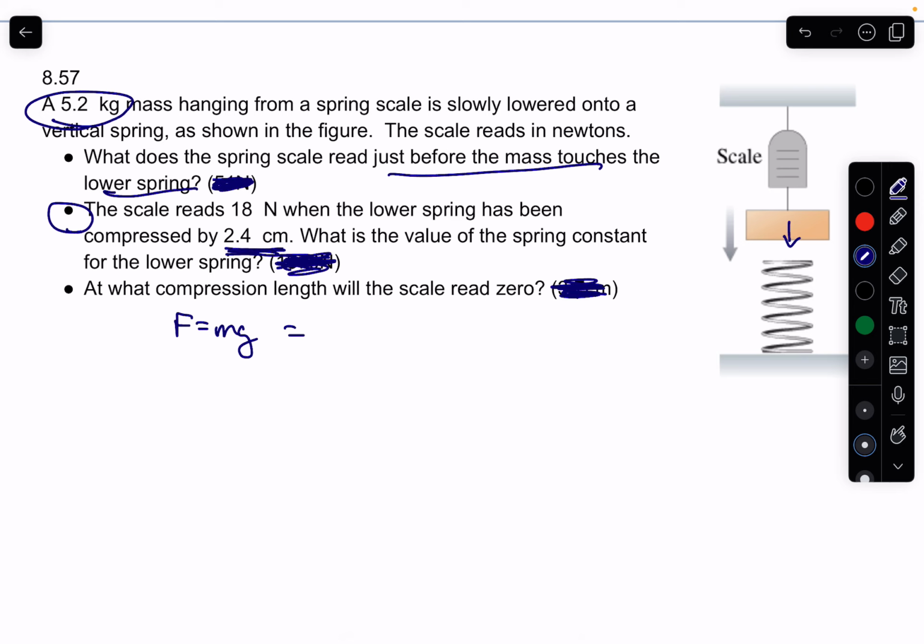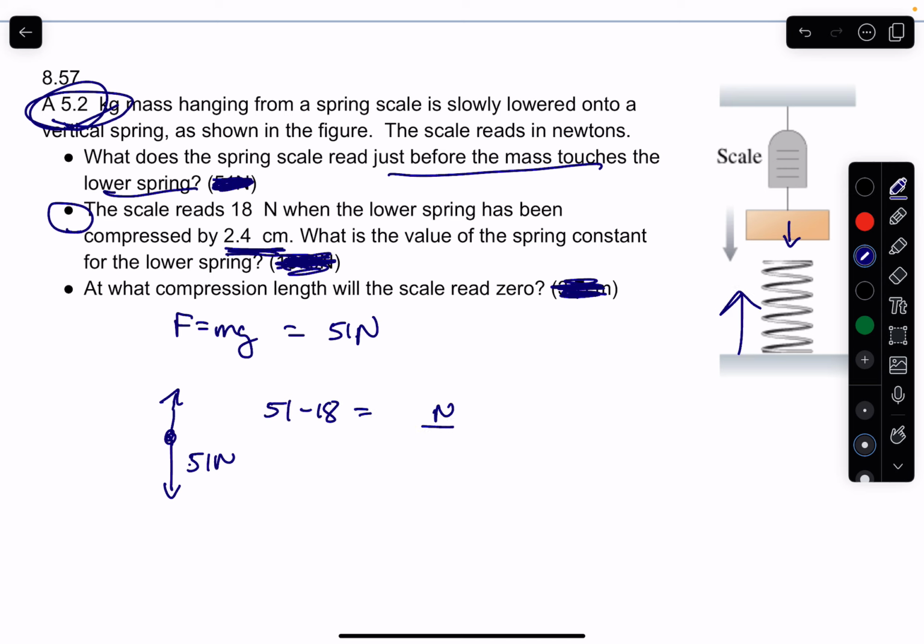And so that means that, think about it for a moment, from a force body diagram, we always have 51 newtons, by the way. That's the answer to part A. If it's 51 newtons down, which is 5.2 times 9.8, but it's reading 18, so 51 plus what upward force is going to cause this to be 18? You're going to take 51 minus 18, and that's going to give you the force of the spring pushing up.